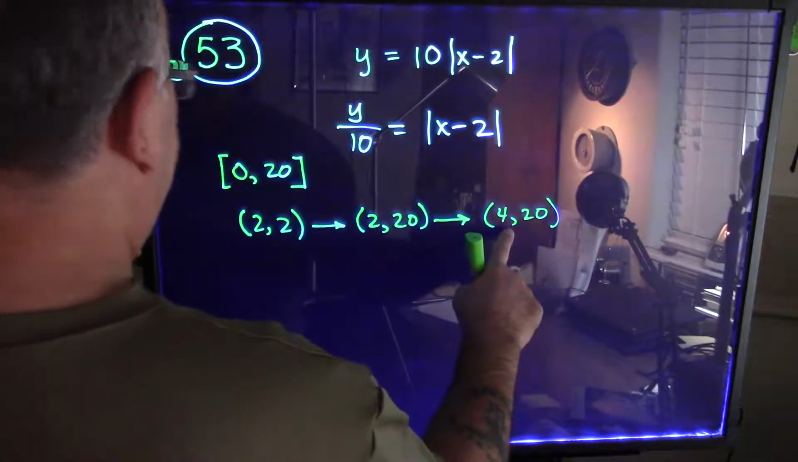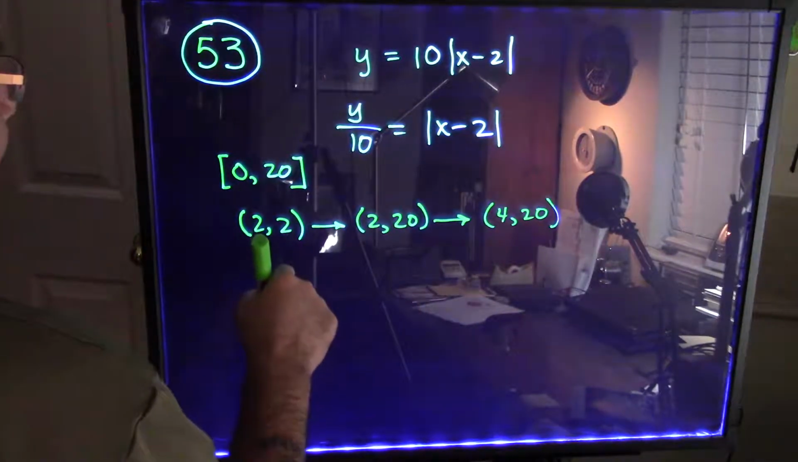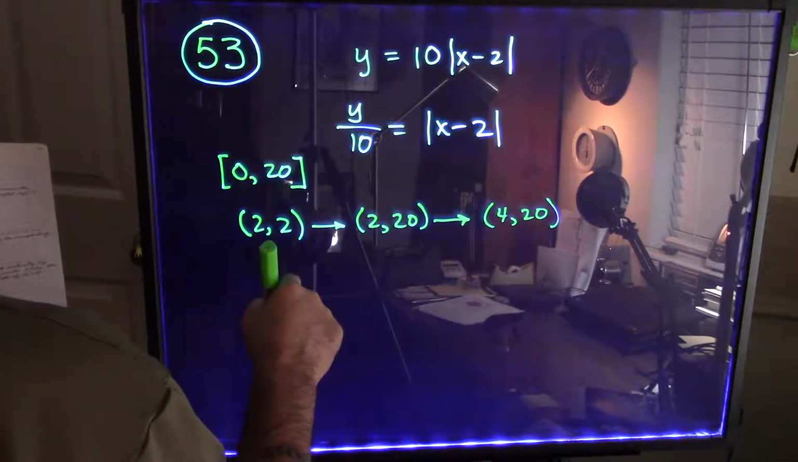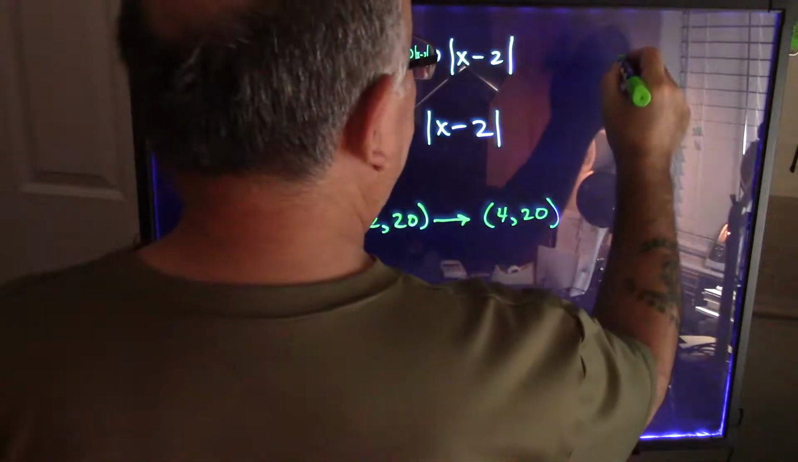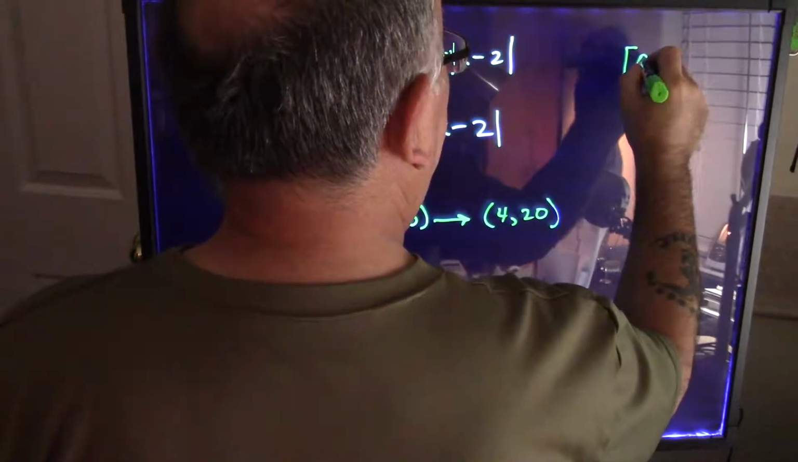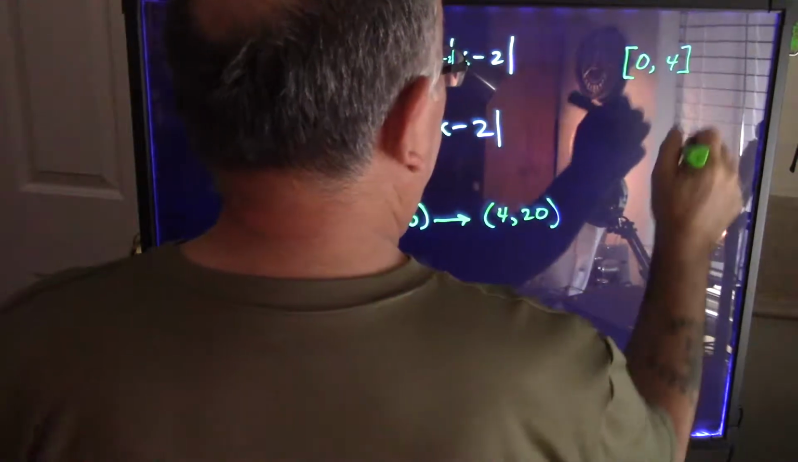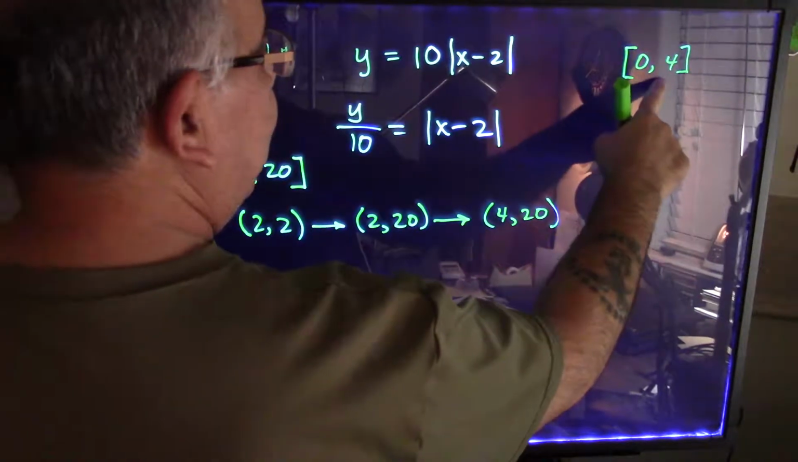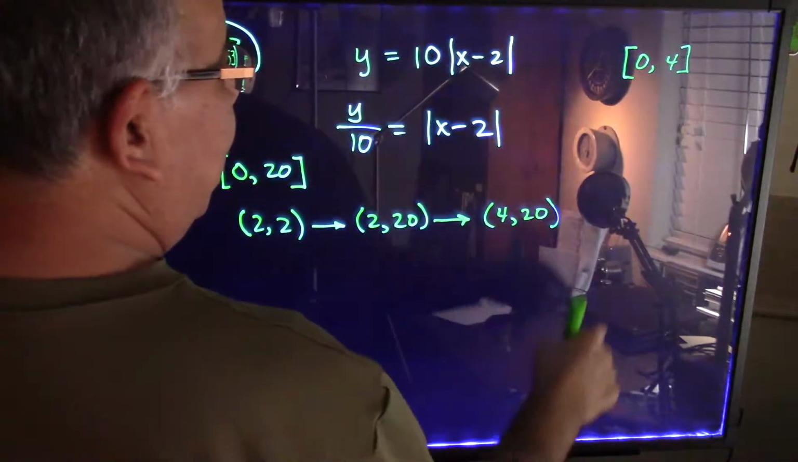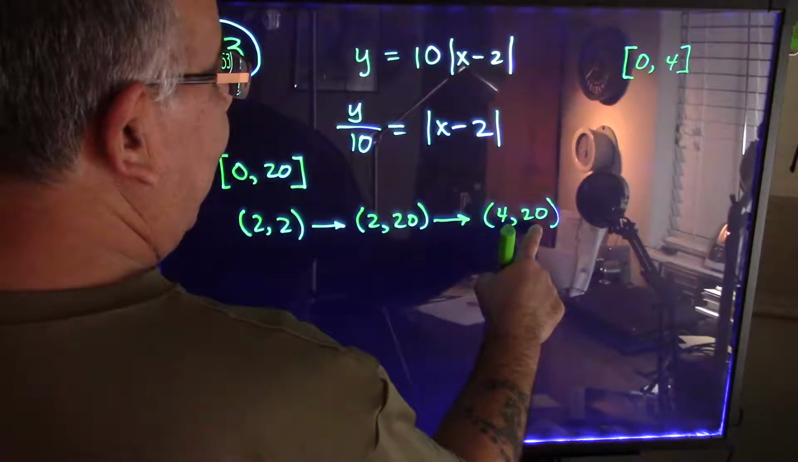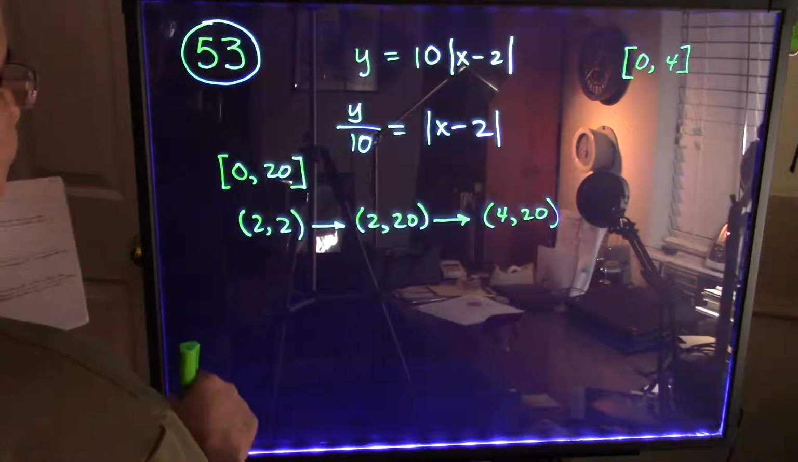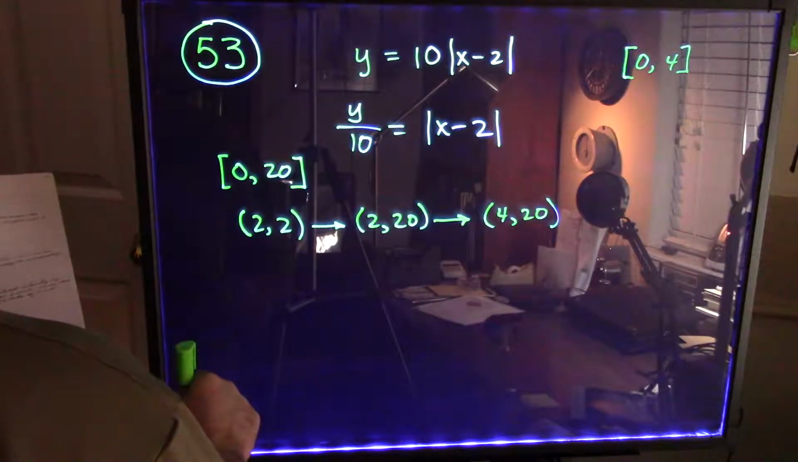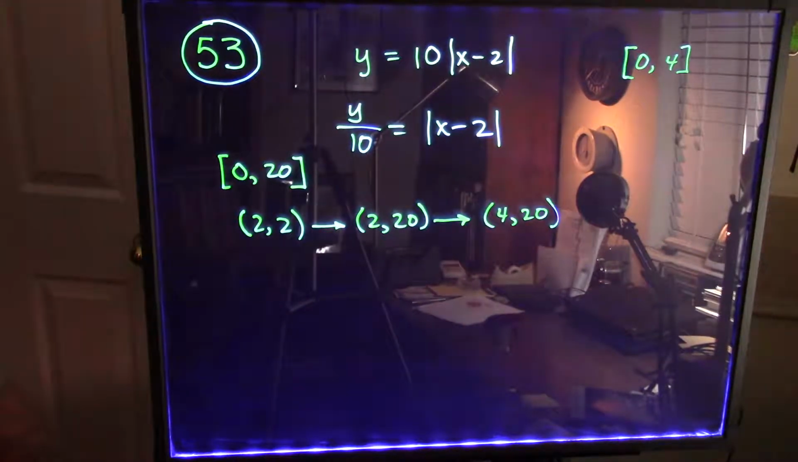So this is the point that's on the extreme right side of the viewing window, which goes from 0 to 4. So you got (4, 20), that's on the right side of that viewing window, and the y value there is 20. So that's your range from 0 to 20. Alright, so graphing this, you will get this graph.